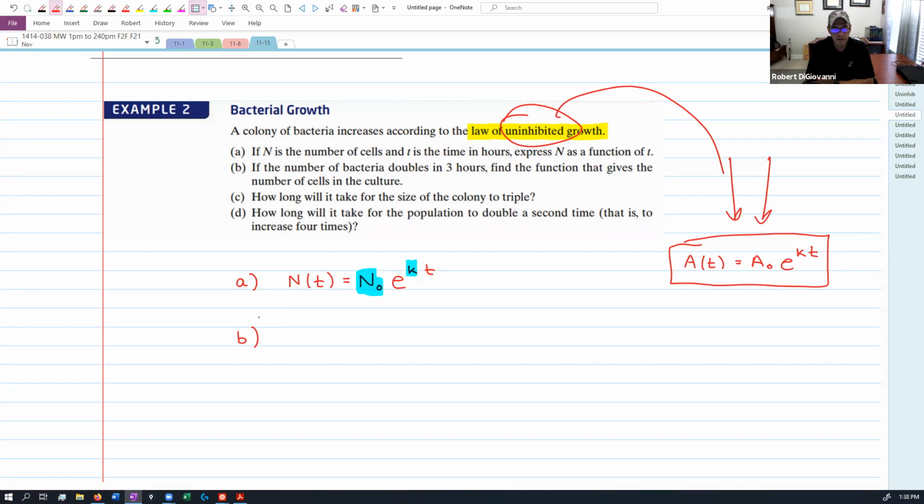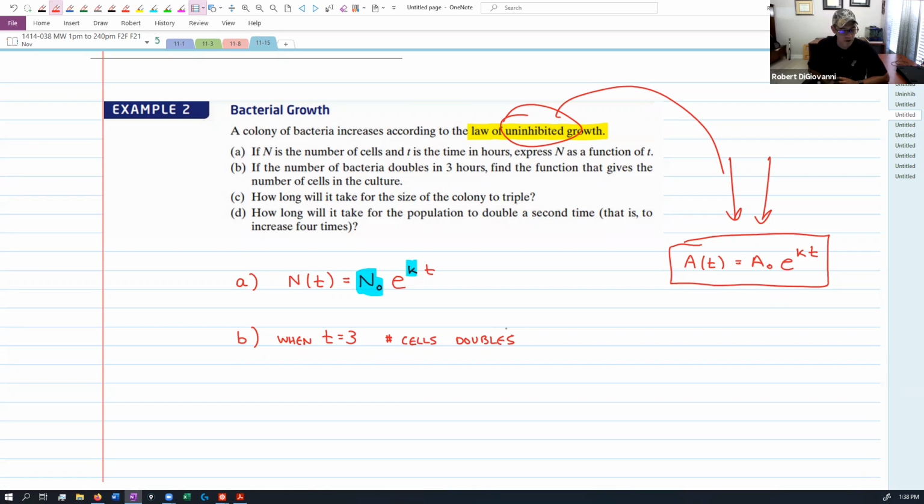The number of bacteria doubles in 3 hours. Find the function that gives the number of cells in the culture. So what part B is telling us is this: when t is 3, when 3 hours have gone by, the number of cells doubles, doesn't it? That's what they're saying. So we know that when t is 3, the number of cells should double.